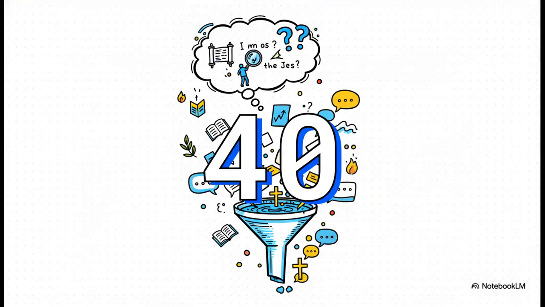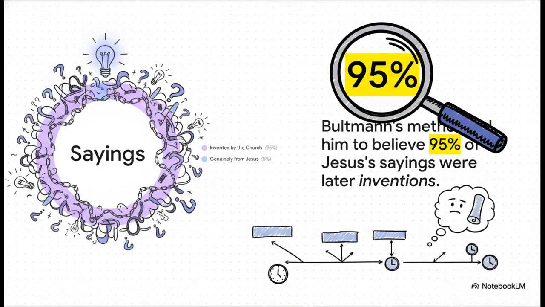Okay, so what about the sayings of Jesus? After running everything through his critical filter, Bultmann concluded that only about 40 isolated sayings could be considered authentically from Jesus. Just 40. And this slide right here really shows you just how radical his conclusion was. When you look at all the sayings attributed to Jesus in the Gospels, Bultmann's method led him to believe that a whopping 95% of them were just later inventions by the early church. Only a tiny 5% sliver, in his view, was the real deal.